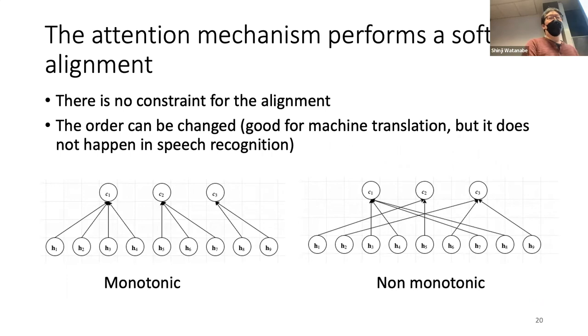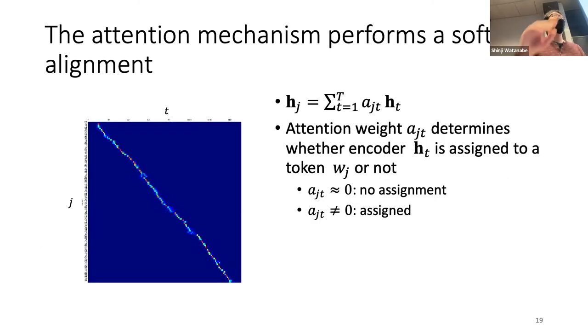And this monotonic alignment is actually quite important. So if your algorithm is working or not in the attention-based ASR, my suggestion is to check this attention weight. And then if this part is not diagonal, probably your training or your model is not working well.